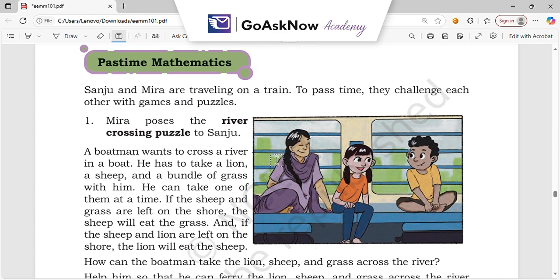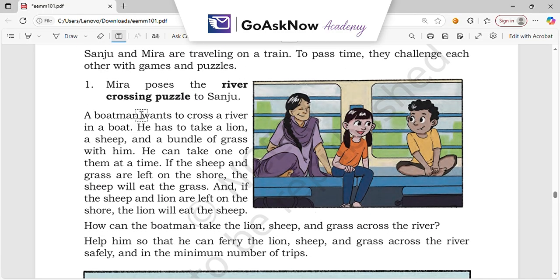Next, pastime mathematics. Here, Sanju and Meera are traveling on a train. To pass the time, they challenge each other with games and puzzles. Meera poses the river crossing puzzle to Sanjay. See, here are the rules. You have to take step-by-step points.